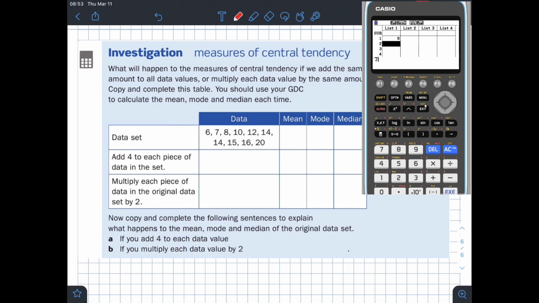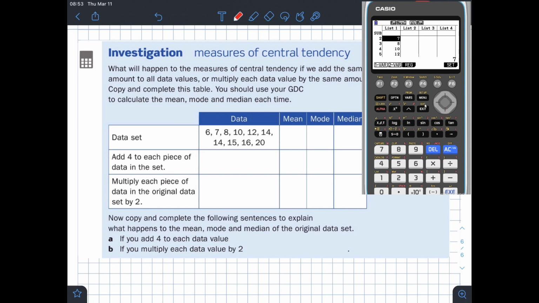So 6, 7, 8, 10, 12, 14, 14, 15, 16, and 20. This will work even if the information is not organized. You can just plug it in as it is, right? And for list 2, we're not going to plug in any information, because we are just putting all the data as it is, right?